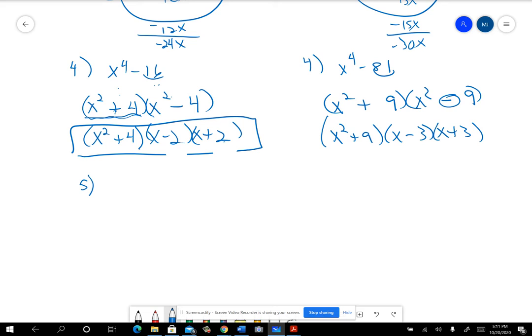All right, the fifth one on one version was different from the fifth one on the other. So number 5 on one version looked like this.